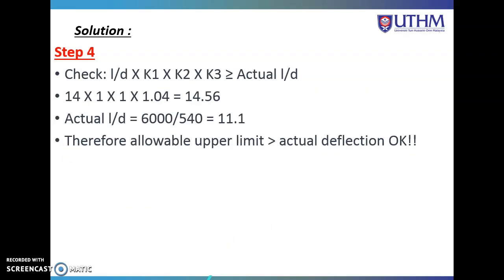Okay. Then we check L over D times K1, K2, K3. K2, the span length is 6 meters, so not greater than 7 meters. So K2 takes the value 1. So we get 14.56. The actual L over D we get is 11. So that means our allowable upper limit is greater than the actual deflection. So this beam is okay in terms of deflection.